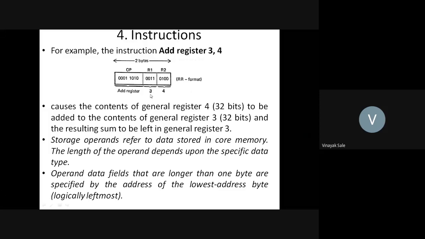So 3 is converted into binary form, that is 0011. 4 is converted again into binary, 0100. So 3 is stored in register R1, 4 is stored in register R2, and the result of the operation of these registers is stored here in register R1.